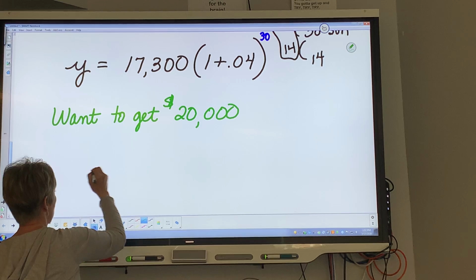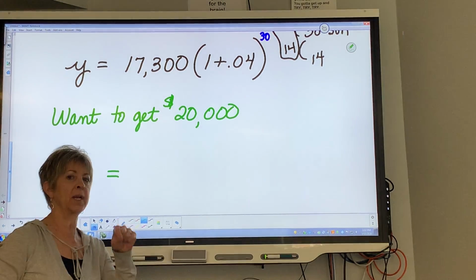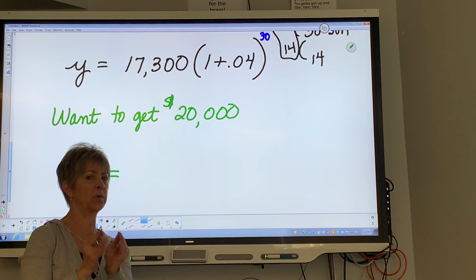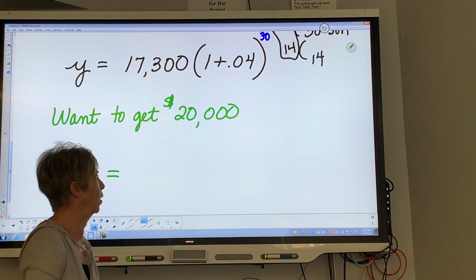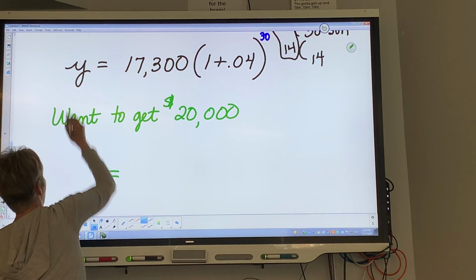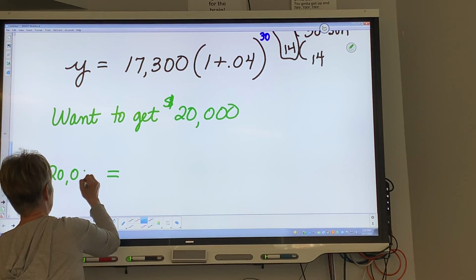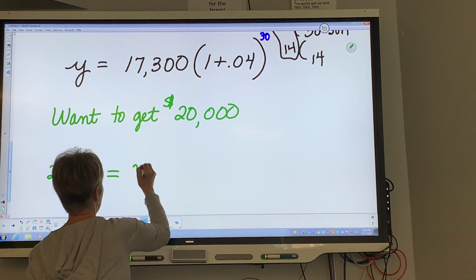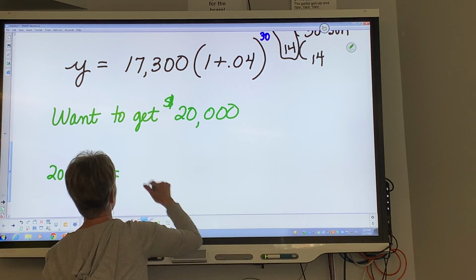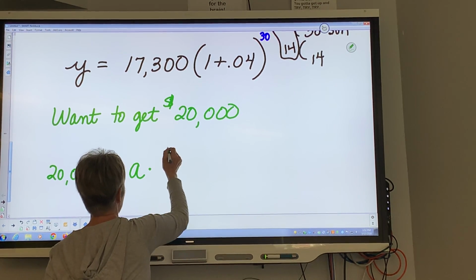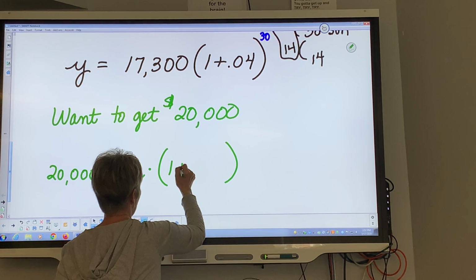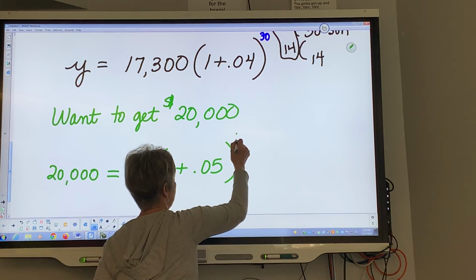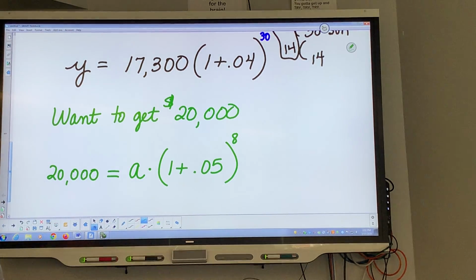And we would like to know how much money you'd have to put away now at 5%, so that in 8 years you'll have $20,000. So now my $20,000 is going to go here because that's the future value I want to get. I don't know, I'll use A because that's in the formula. I don't know what I have to put away now. I know I'm getting 5%, which is wonderful these days, and I want that to happen in 8 years.